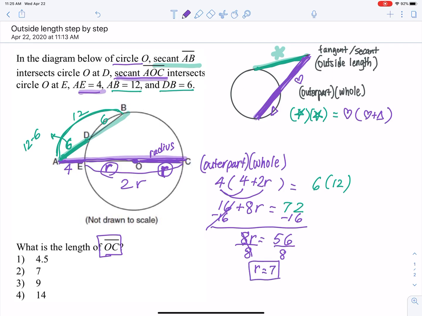Now going back to the problem here, this means that the radius is 7. Well, if I go back to the question, they asked for OC, and OC was the radius, and so it is 7.